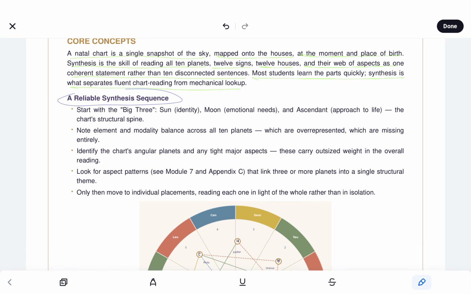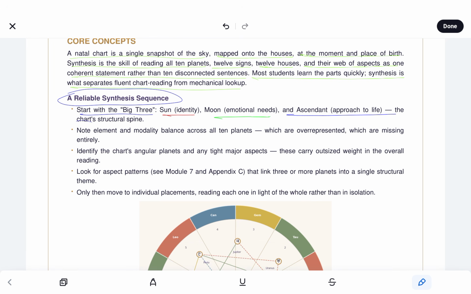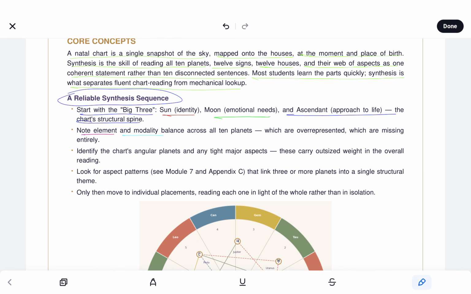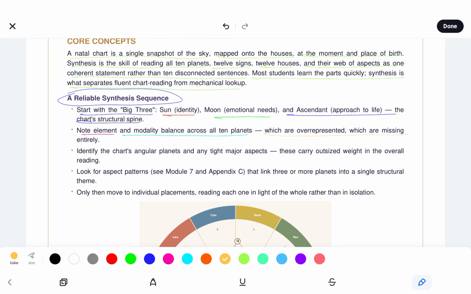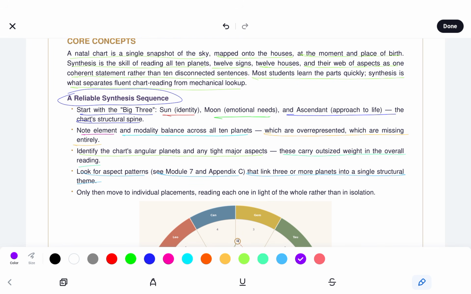Here's a reliable synthesis sequence. Start with the big three, which is the sun, identity, moon, emotional needs, and the ascendant, approach to life, the chart's structural spine. Note element and modality balance across all 10 planets, which are overrepresented, which are missing entirely. Identify the chart's angular planets and any tight major aspects. These carry outsized weight in the overall reading. Look for aspect patterns, see Module 7 and Appendix C, that link 3 or more planets into a single structural theme. Only then move to individual placements, reading each one in light of the whole rather than in isolation.